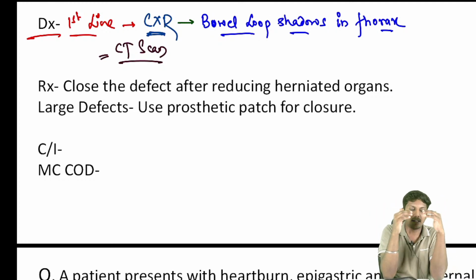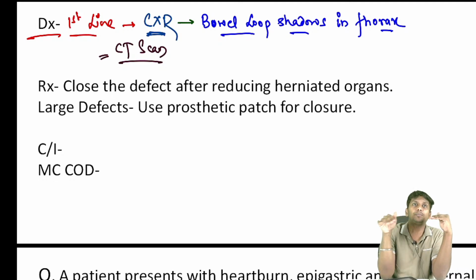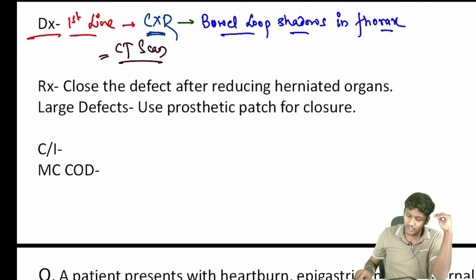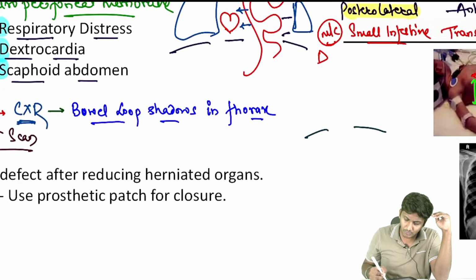If it is a small defect, I can just close it with the help of sutures. If it is a very small defect, I can just close it with sutures. But if it is a large defect, I need to place a patch over here. If it is a large defect, बच्चे, then I need to place a patch over here, and that can be a prosthetic patch.